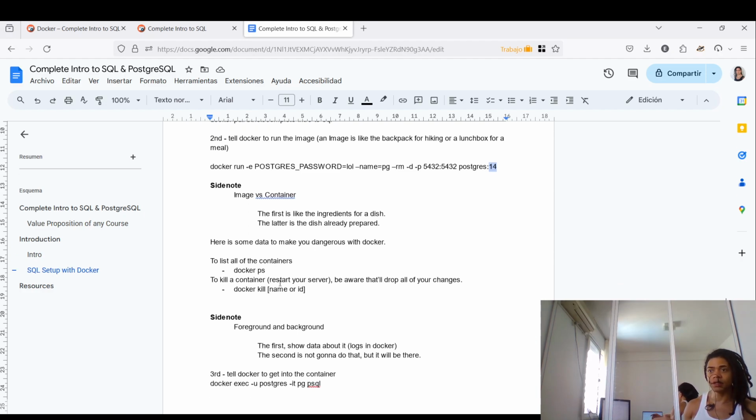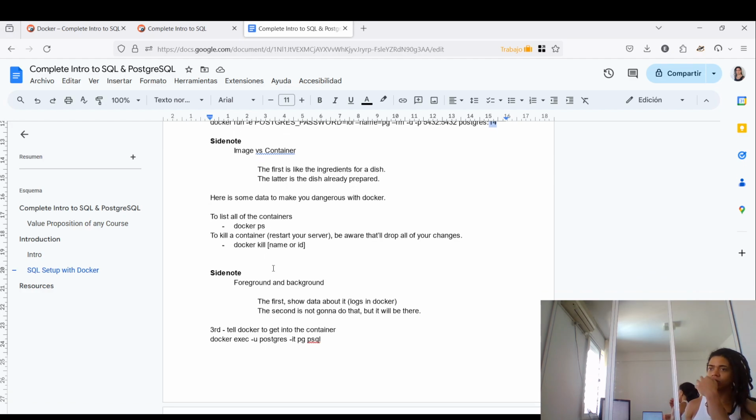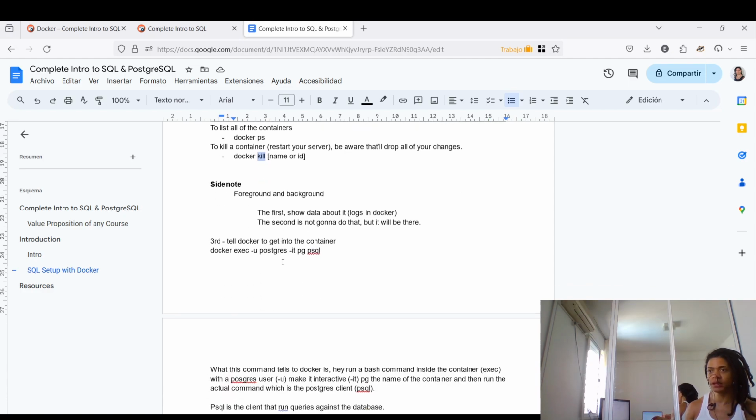And the other is foreground and background. What is foreground and background in this context? Foreground, for example, is when you can see the log of your Docker instance, and background is when you're not. Pretty much. And here we also look at some commands to make us dangerous with Docker. One of them is ps, and the other is kill. Kill will restore your server from scratch, so it will drop all of your changes. You have to be careful with that.